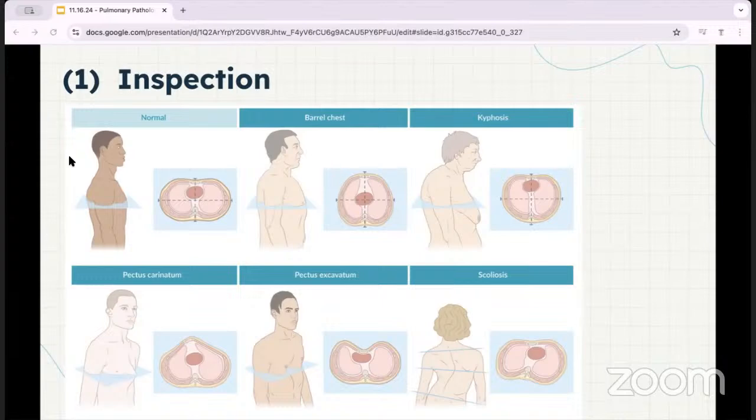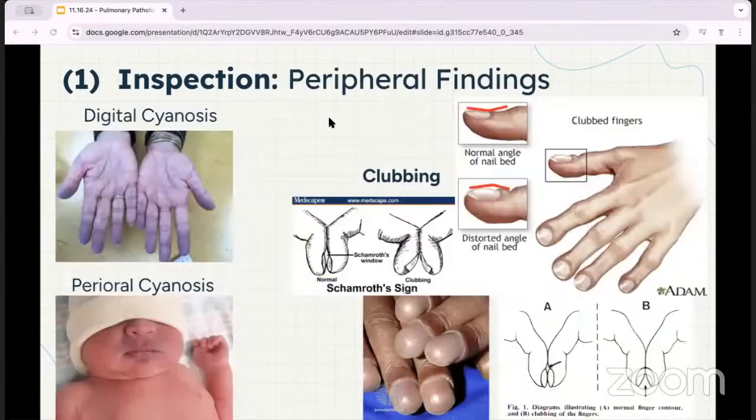Now let's move on to something very important when inspecting a patient, their peripheral findings. This means looking for clues in areas like the fingers, the nails, and also around the mouth. That might tell us how well oxygen is getting to the body. So there is something called cyanosis. Remember, cyan means it's a shade of blue. So let's talk about cyanosis, which means a bluish color in the skin or mucous membranes. Cyanosis happens when there's not enough oxygen in the blood.